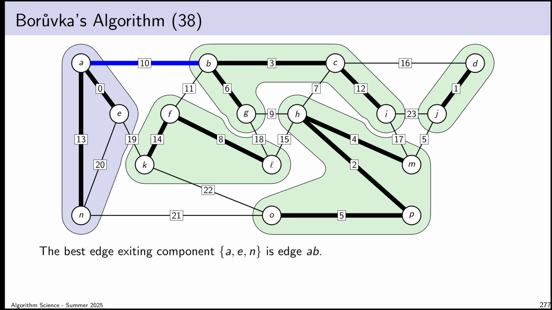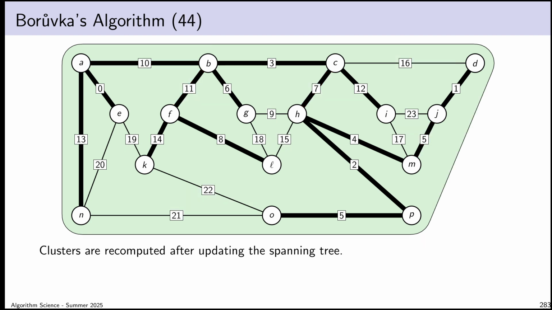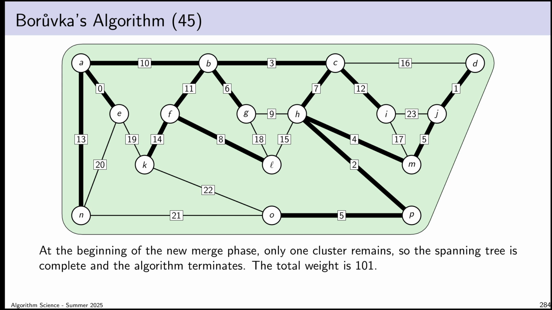So I do another merge phase. There we go. All right, is that everything? One more. There are the edges I've chosen. And so I add those edges, and I'm done. It's just two merge phases. Even on this large graph, I still just do two merge phases. And at the beginning of the new merge phase, I notice that I only have one cluster, and so the spanning tree is done, and there it is, weight 101.